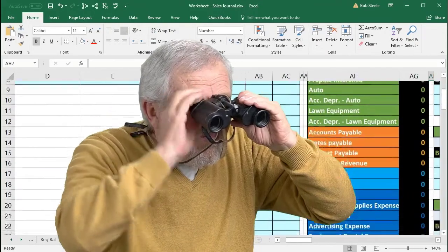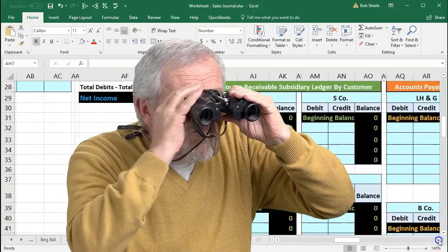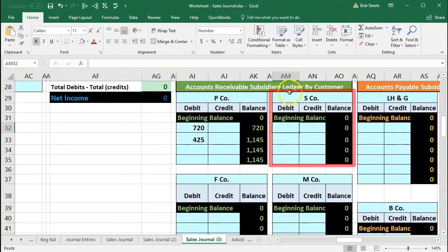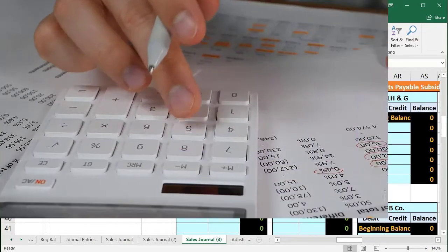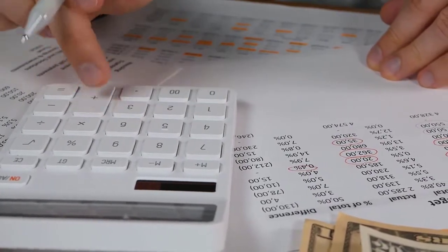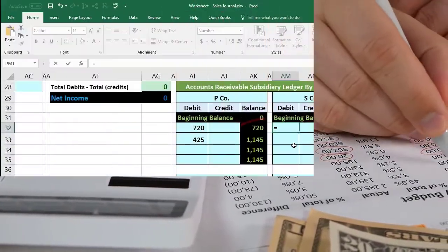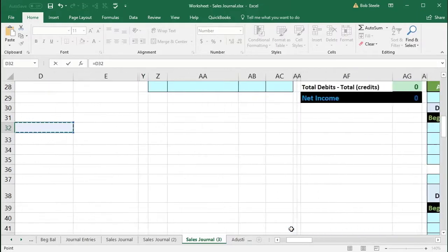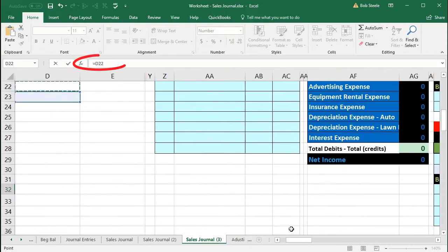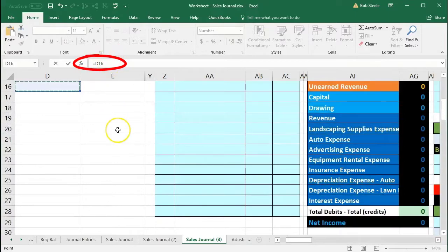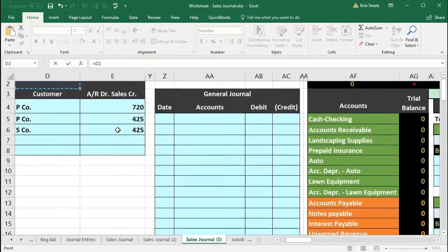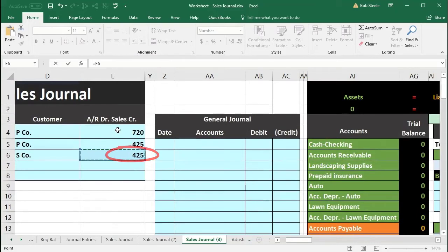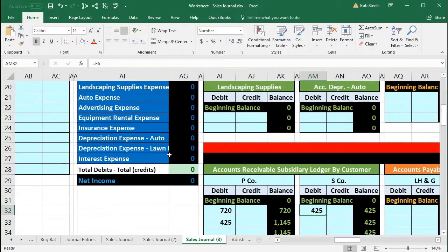Scrolling back over, scrolling back down. We're looking for S Company over here. So here's our subsidiary ledger. Here's S Company. We are in cell AM32. And within there, I'm going to do this with a formula once again. And we're going to say equals, and I'm going to do this with the arrows now. I'm going to scroll all the way to the left, and then we're going to go up with the arrows, and it just keeps on changing the cell reference until I hit enter, until I stop it. So I'm going to go up here, and we're going to go to that 425 in E6, and enter.